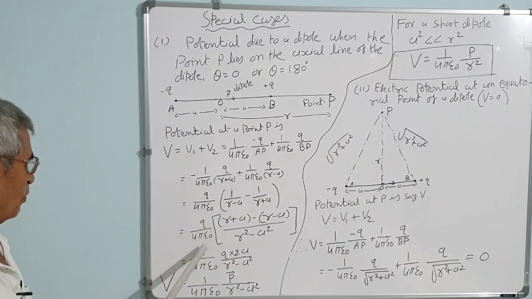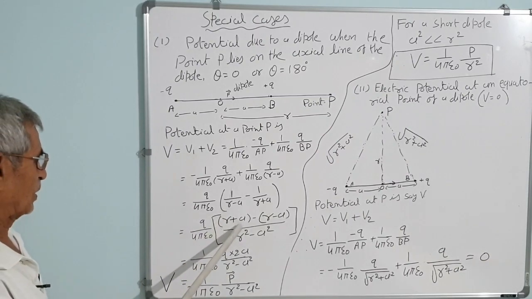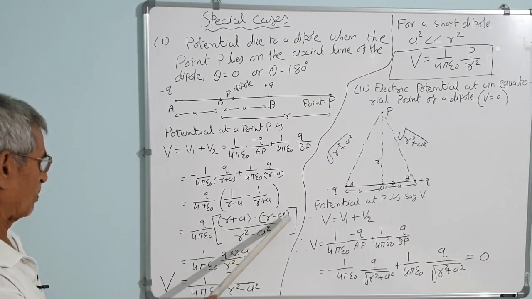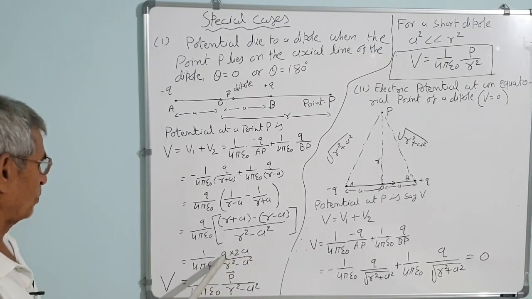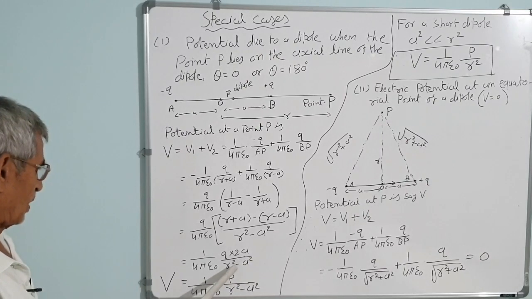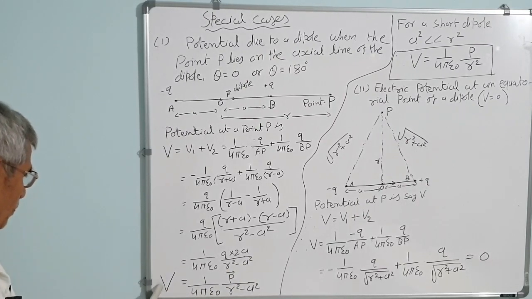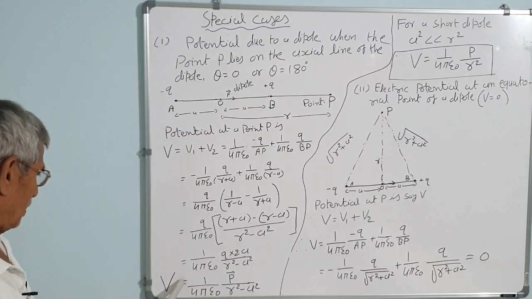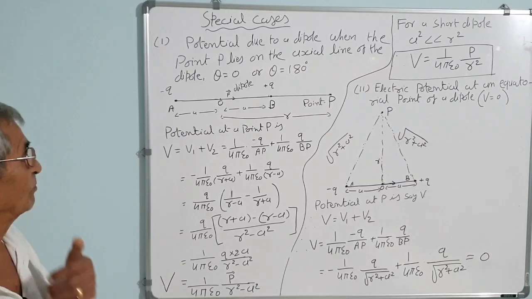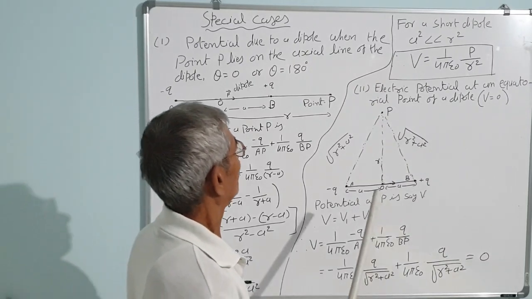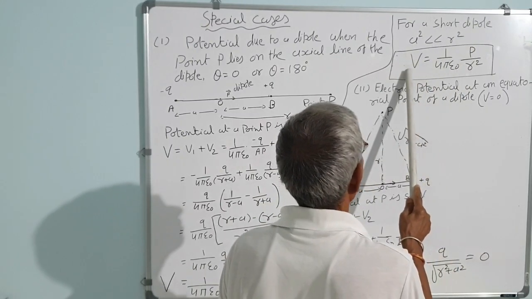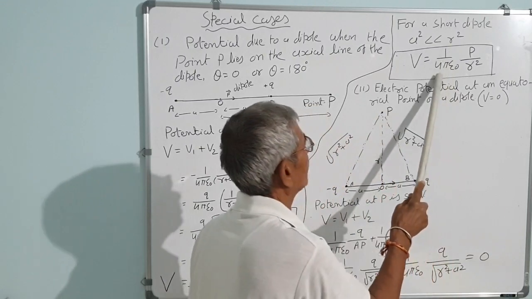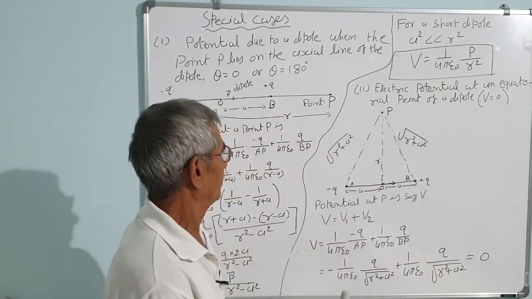that is equal to q upon 4 pi epsilon 0 into the second bracket, R plus A minus R minus A upon R square minus A square, that is equal to 1 upon 4 pi epsilon 0 q into 2A upon R square minus A square. Therefore, net potential V at P is equal to 1 upon 4 pi epsilon 0 P upon R square minus A square. For a short dipole, A square is very much less than R square, therefore this equation becomes 1 upon 4 pi epsilon 0 P upon R square.